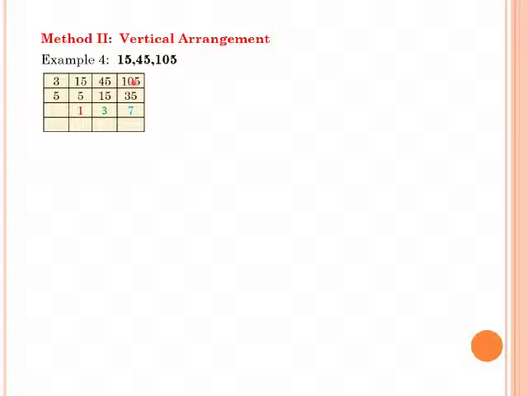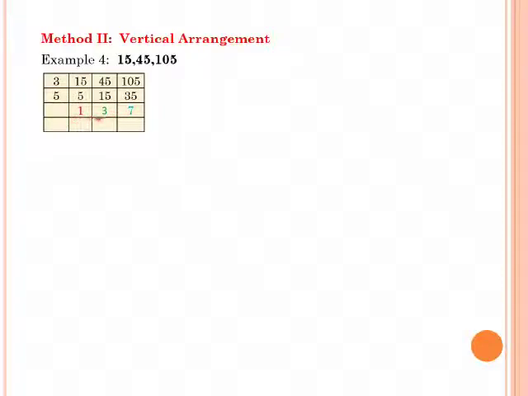We take a divisor which is common to all the three. So here it is 3. When you divide these numbers by 3, you get here 5, you get here 15, you get here 35. Now find out a common divisor to all the given three numbers. Yes, it is 5 this time. So here you get the answer 1, here you get the answer 3, here you get the answer 7.